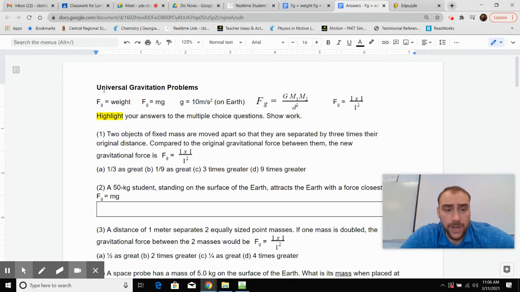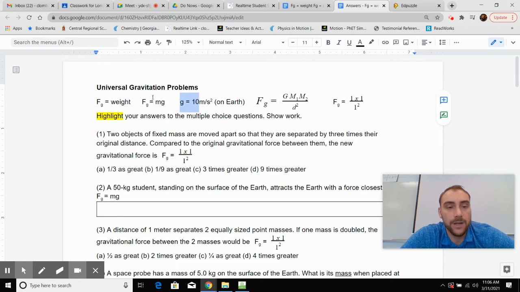Okay, guys, so for the universal gravitational problems, there's a couple things we need to know right off the rip. F sub g, gravitational force, also is equal to the weight of the object. So there's a couple ways we can solve for the gravitational force here, and that is going to be the object's mass times gravity. Now, the gravity is dependent upon where you are, what location. On Earth, gravity is at 9.8. We're using 10 for the calculations.